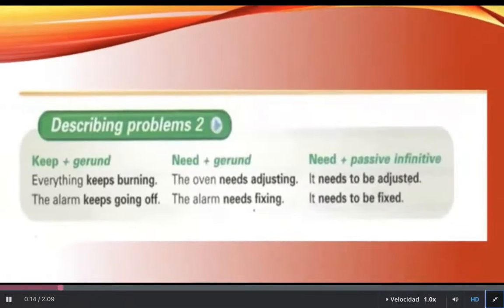Describing problems. Keep plus gerund: everything keeps burning, the alarm keeps going off. Need plus gerund: the oven needs adjusting, the alarm needs fixing. Need plus passive infinitive: it needs to be adjusted, it needs to be fixed.